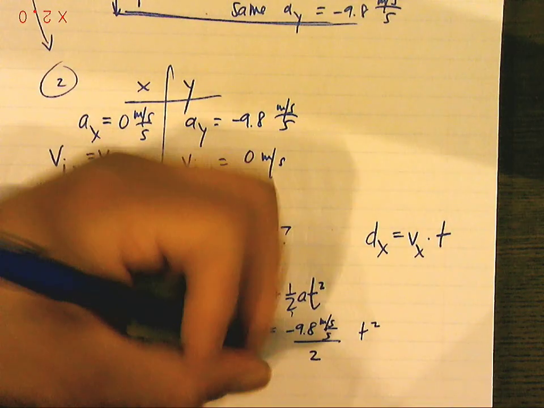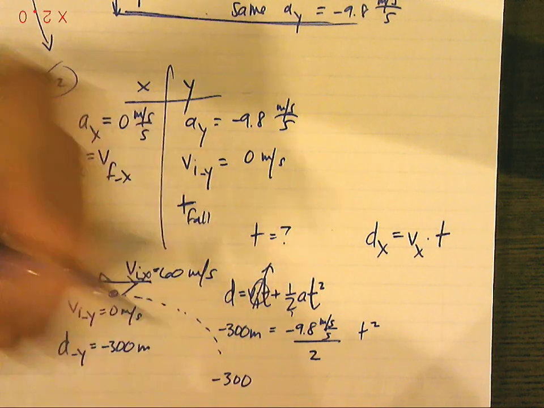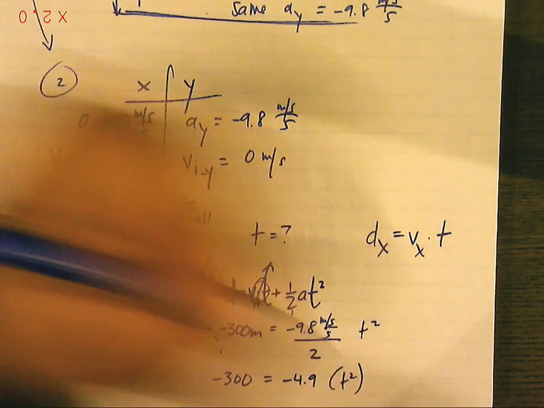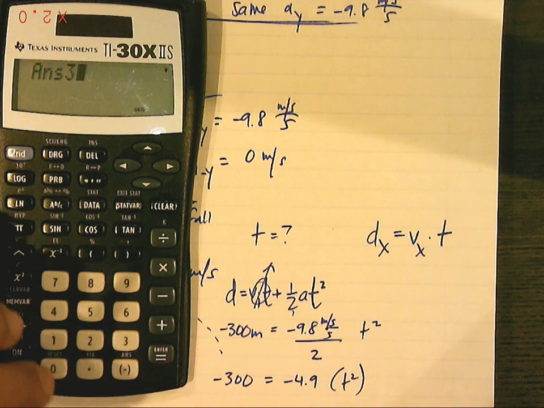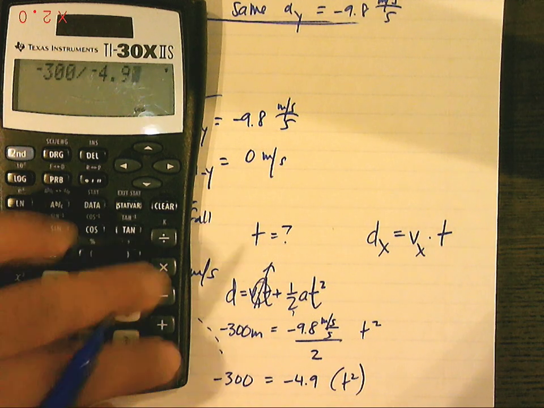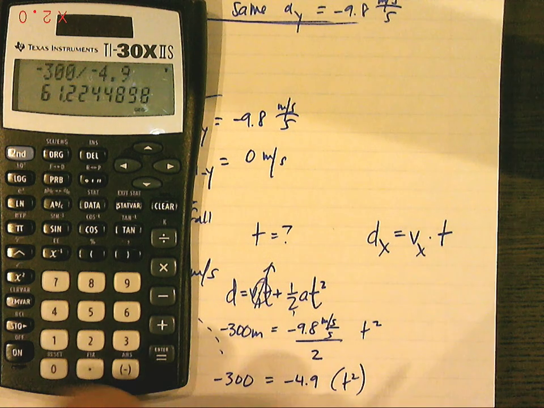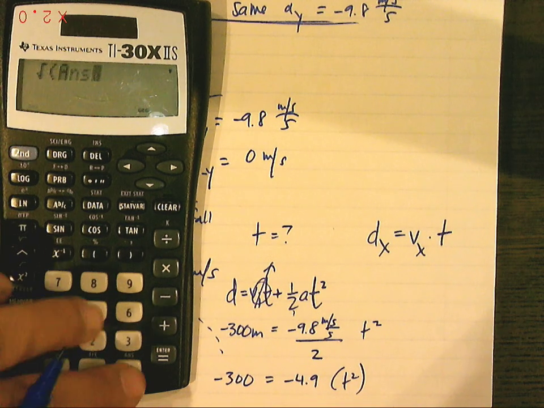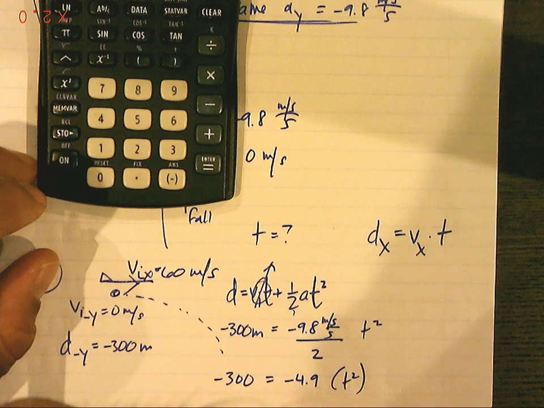So really this becomes, if I drew this out, negative 300, dropping the units now, equals negative 4.9 times t squared. Okay, so then I take the negative 300 divided by the negative 4.9, I get 61.22, but then I notice that that's t squared, so I got to square root. Here's a quick trick. I'm going to square root my previous answer, and the square root of that is about 7.8, so it's about 7.8 seconds to fall.